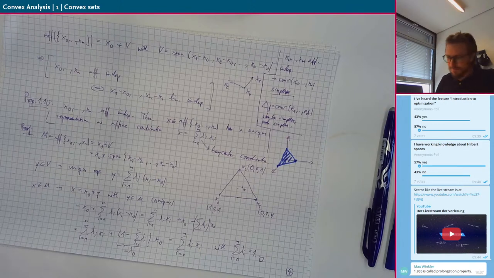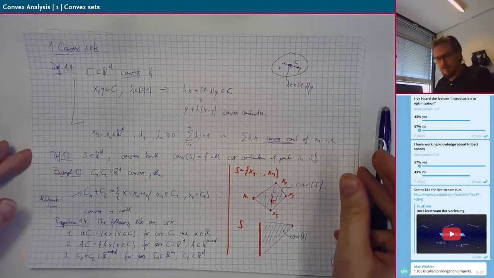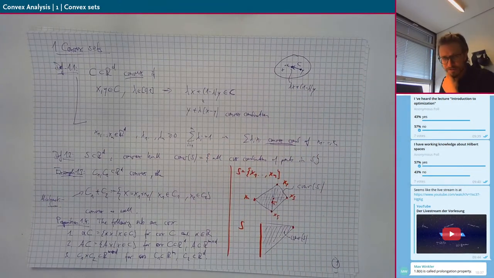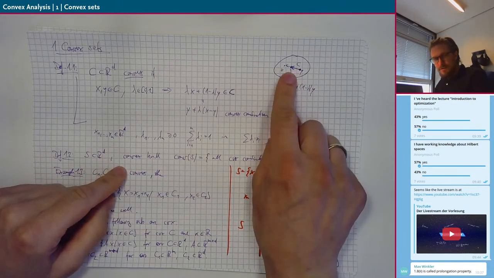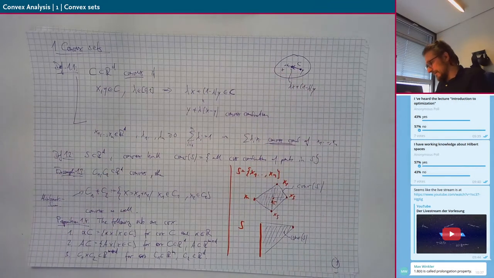A lot of notions. Maybe we could have a small recap because we still have 15 minutes left. So what did we do today? First thing we did was introducing the notion of convex sets, which is very basic and probably has been treated in the first or second semester already. A set is convex if all connecting lines between two points in the set are again in the set.